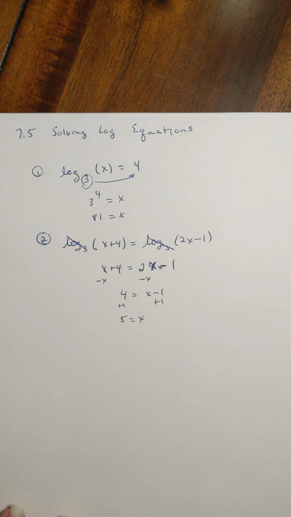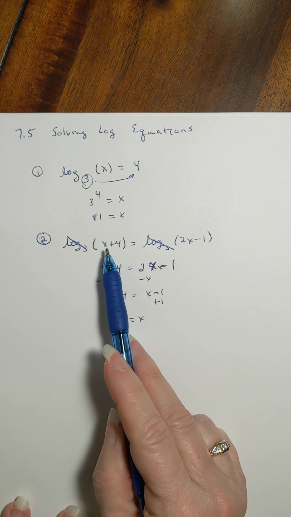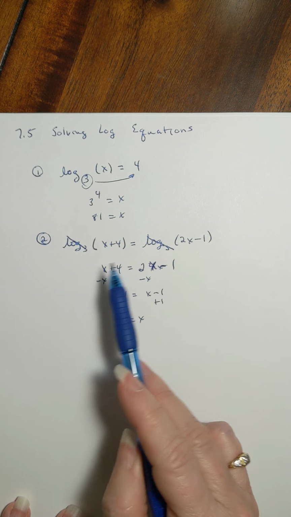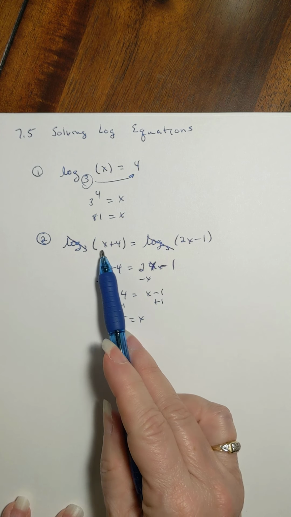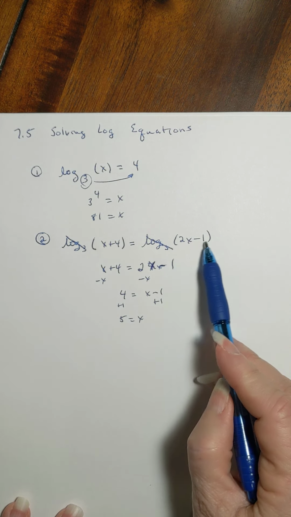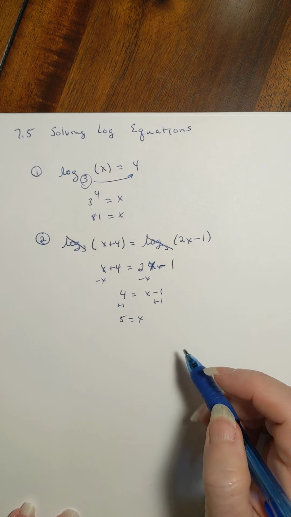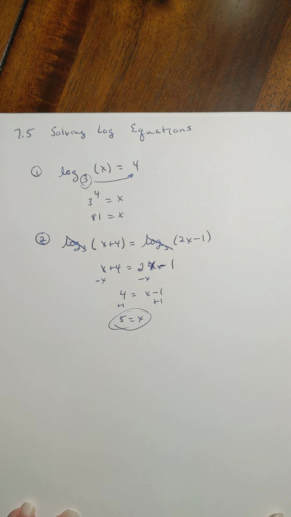Now, you do have to go and make sure that you're not taking the log of a negative number, on all of these log equations. So if I put in a 5, this would be 9, so that's positive. And if I put in a 5, this would be 9, so that's positive. All right, so 5 is my answer.